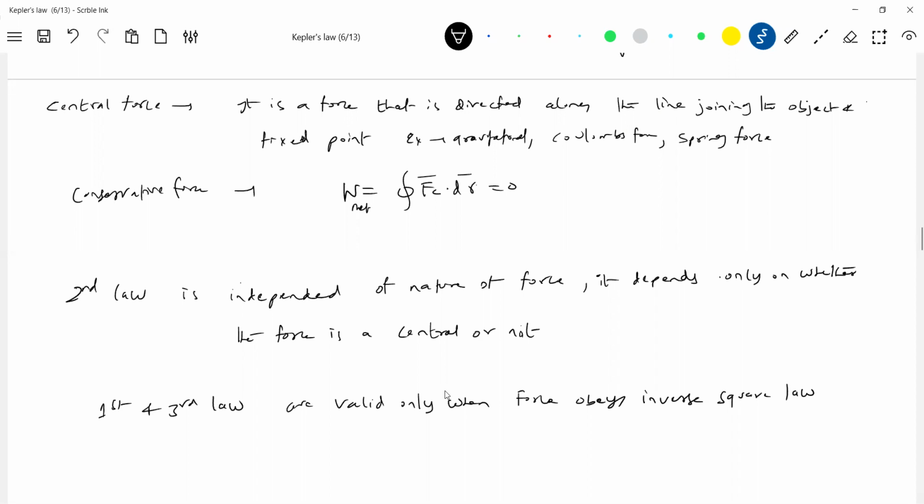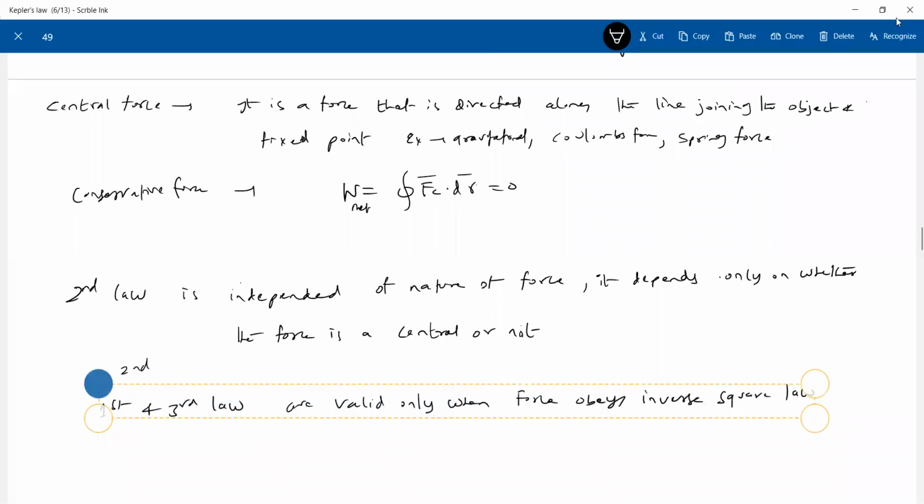These are the things. Next, again for the second law, one more condition. What is the second law? The plane of the orbit means all points on the elliptical orbit should lie in a plane. Then only torque will be zero. Second law is independent of the nature of force. It depends on whether it is central. So next, again the second law. What is one more condition we have to put?